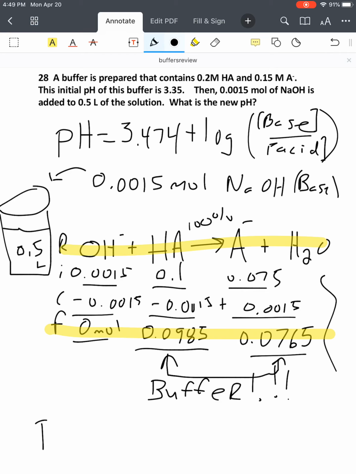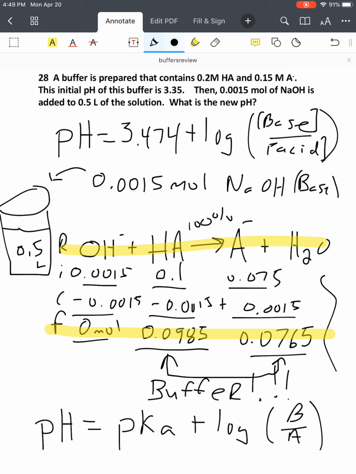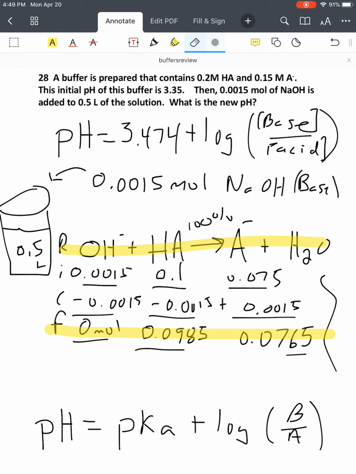And if we still have a buffer, we can use our friend, the Henderson-Hasselbalch equation again, to help us compute the pH of a buffer. As long as the buffer is present, as long as you've got the weak acid and the conjugate base in solution, you can use your HH equation. It's very, very user-friendly, isn't it?